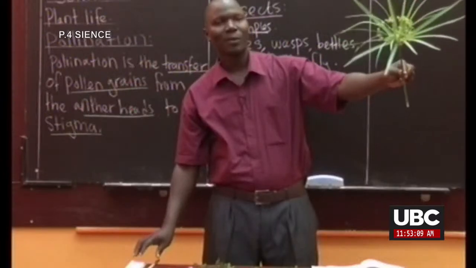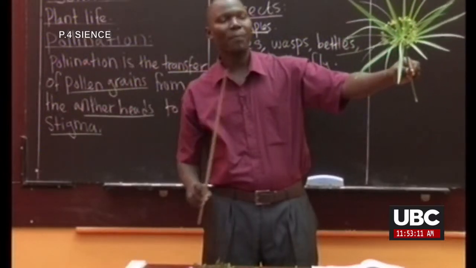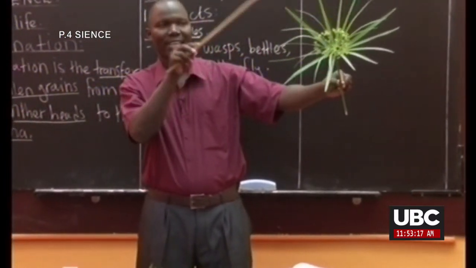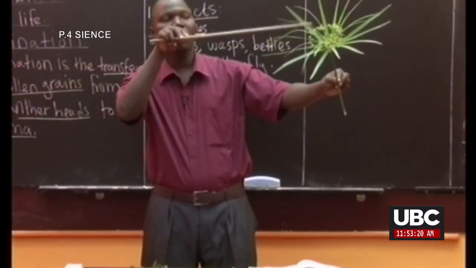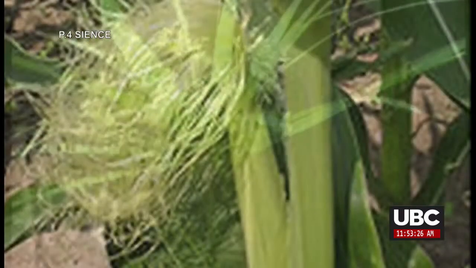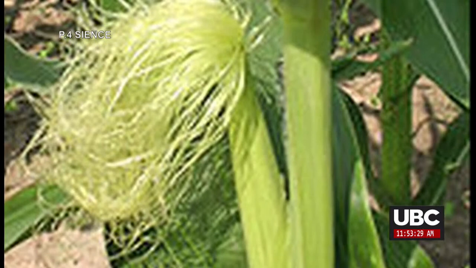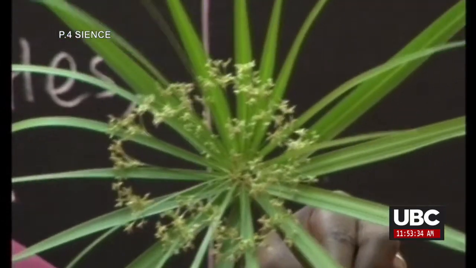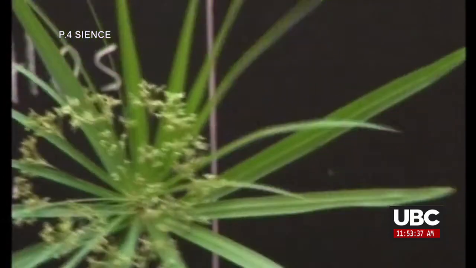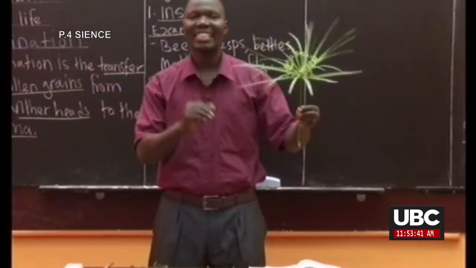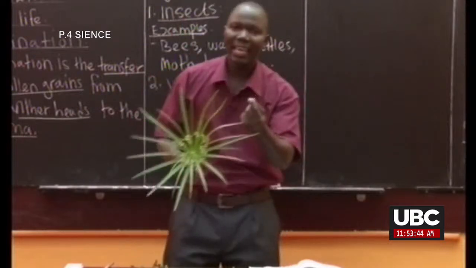Look at the grasses, children. How are they pollinated? They use the wind. As the wind blows, the pollen will shake and fall onto another flower. Look at maize. As the wind blows up there, the pollen falls down onto the maize. So wind is yet another example of the agents that help to transfer pollen.